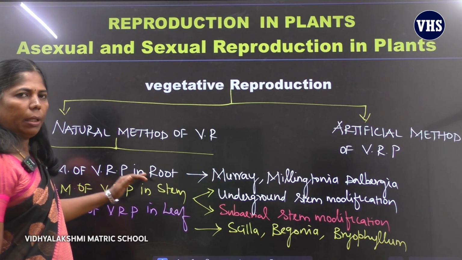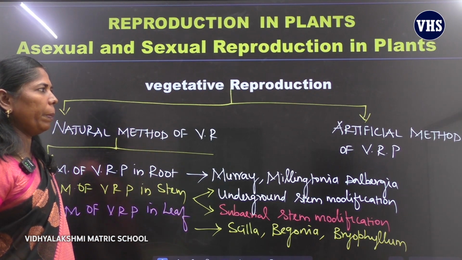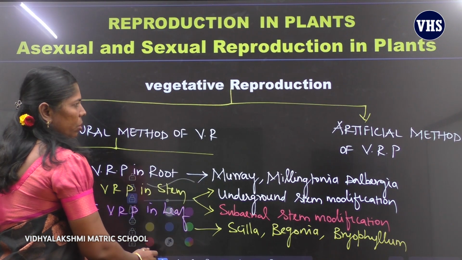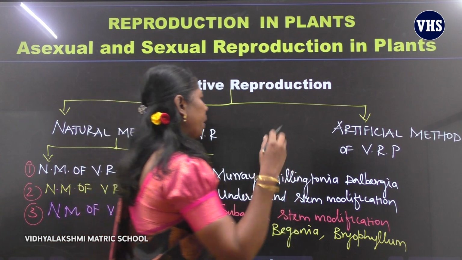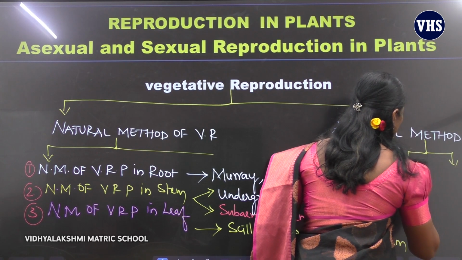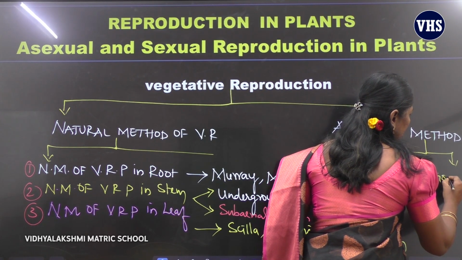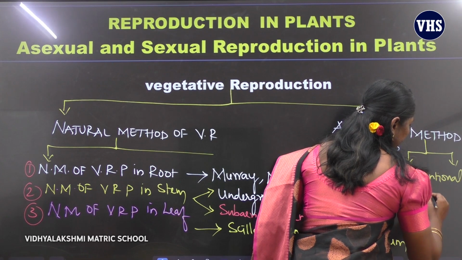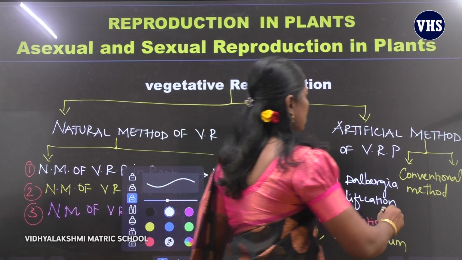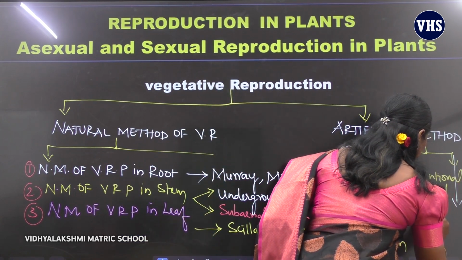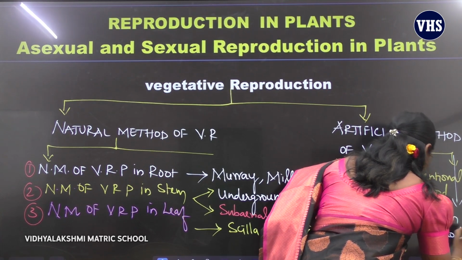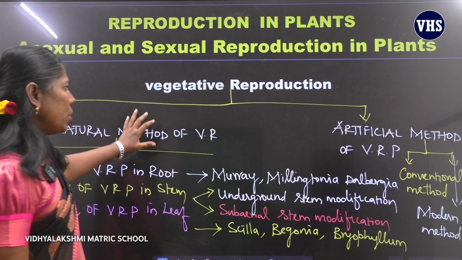We will see all these separately, along with their pictures. When we say the artificial method of vegetative reproduction, it is divided into two methods. One is the conventional method, and another one is the modern method. So this is a schematic representation of vegetative reproduction.